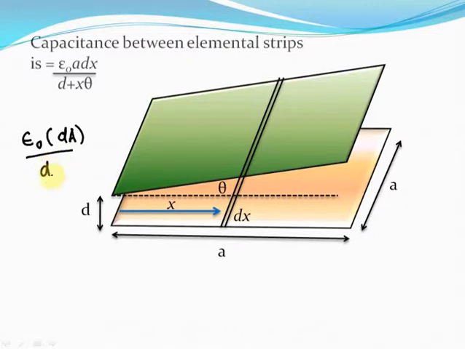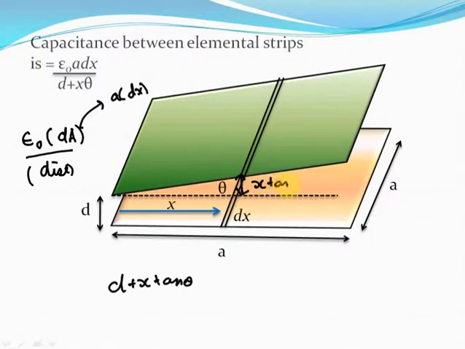Now the area of each strip is clearly a into dx, because the width of each strip is approximately dx and this length is a, the side of the plates. So dA is a dx. The distance between the strips is clearly d plus x tan theta, isn't it? After all, this distance here is clearly x tan theta and this distance here is d.